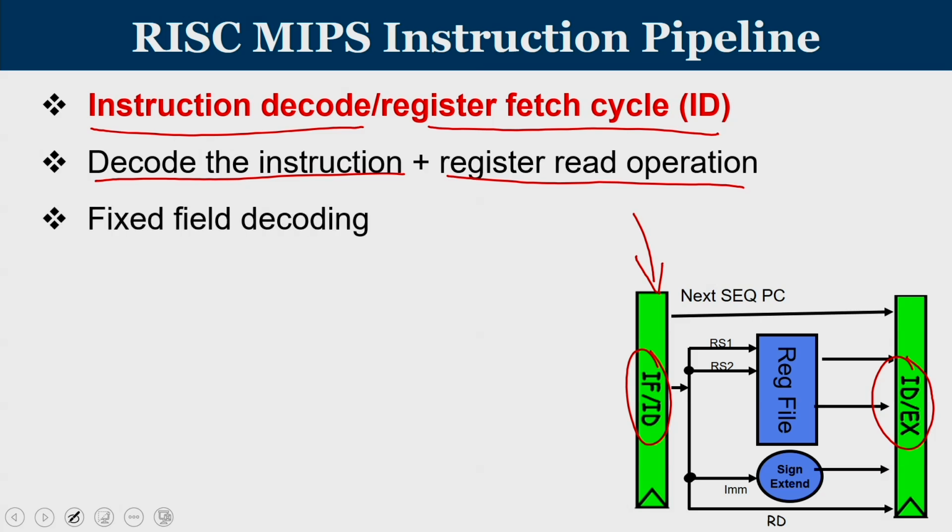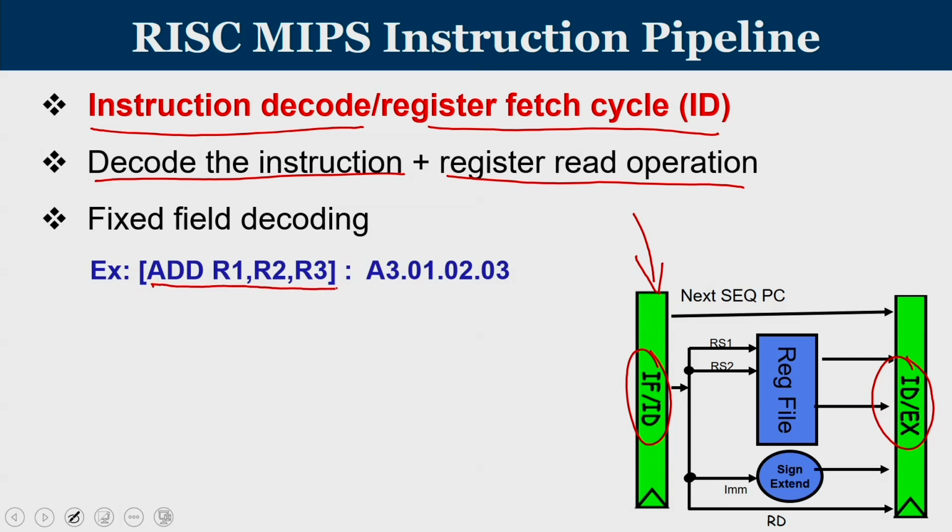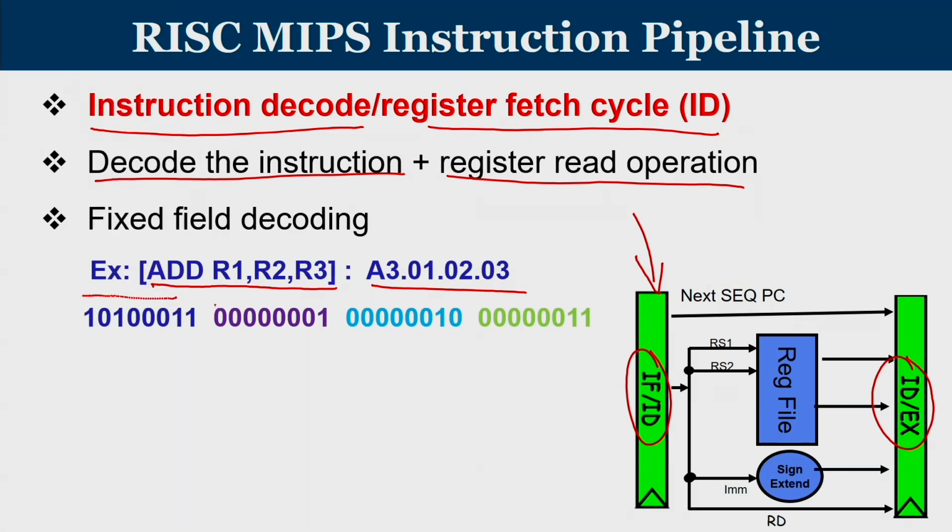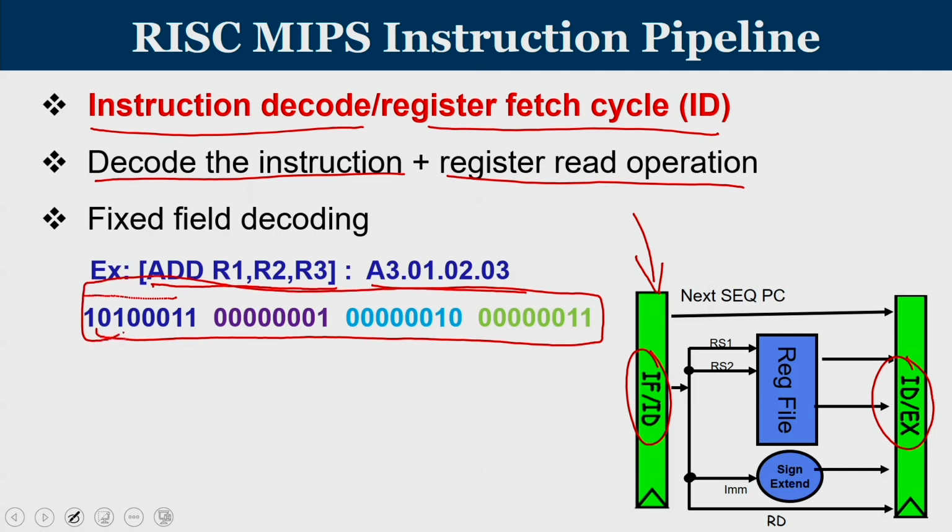It is also known as fixed field decoding. For example, consider the case that you wanted to perform an operation add R1, R2, R3. Let us say the binary representation of it in hexadecimal is A3, 01, 02 and 03. As an example, consider the case that this is the 32-bit value which corresponds to an add R1, R2, R3 operation. Let us imagine that this represents opcode and this represents R1, another one represents R2 and this represents R3.